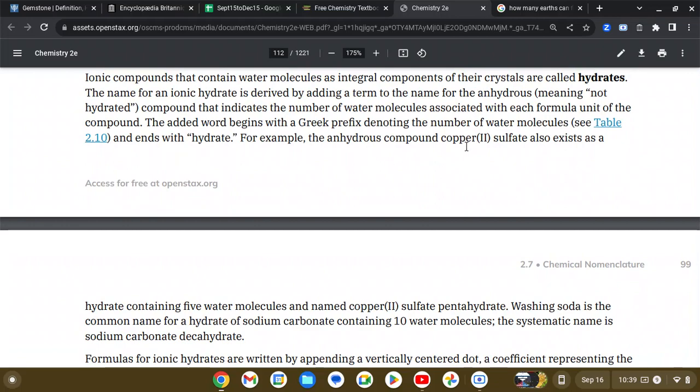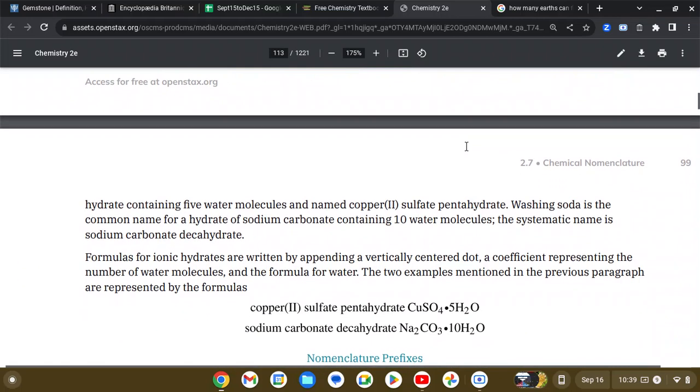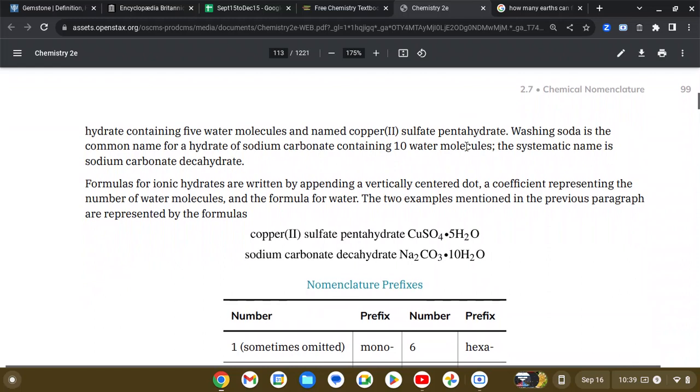Formulas for ionic hydrates are written by appending a vertically centered dot, a coefficient representing the number of water molecules, and the formula for water. The two examples mentioned in the previous paragraph are represented by the formulas copper(II) sulfate pentahydrate, CuSO4·5H2O, and sodium carbonate decahydrate, Na2CO3·10H2O.